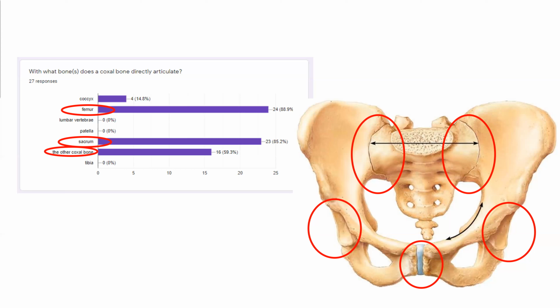I was glad to say that nobody said it articulated with the lumbar vertebrae or the patella. A few of you said that it articulated with the coccyx. Remember, the coccyx is this bone down here. It articulates only with the sacrum, and so there's no articulation between the coccyx and either coxal bone. So make sure you've got that.